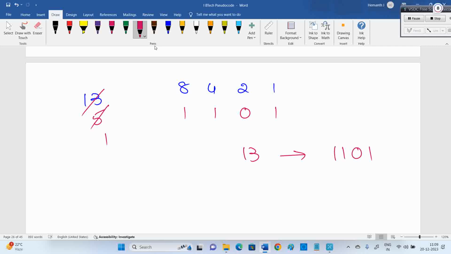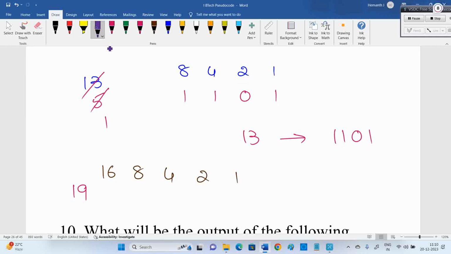Consider only where the ones are. That combination should generate 13 for me. Now let's try for 19. First of all, what do you have to write? 1, 2, 4, 8, 16 I can write. 32? No, wait. Now we have to start from 16. You put 1 here. Among 19, 16 is gone. What is left over? 3, which will be obtained by 2 and 1. Remaining are zeros. So 19 in binary is 10011.